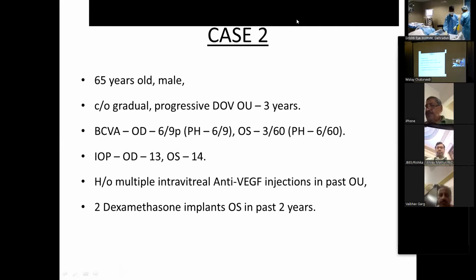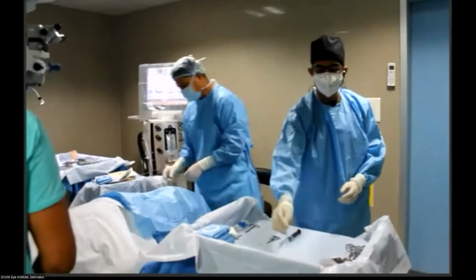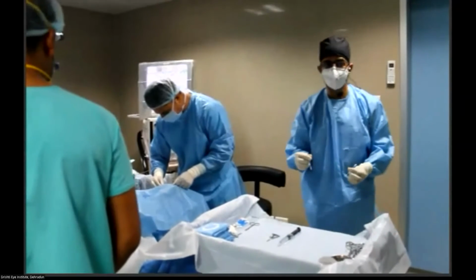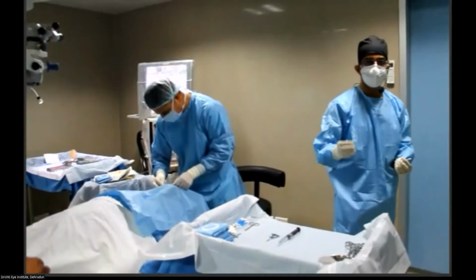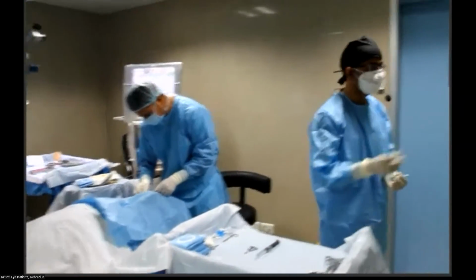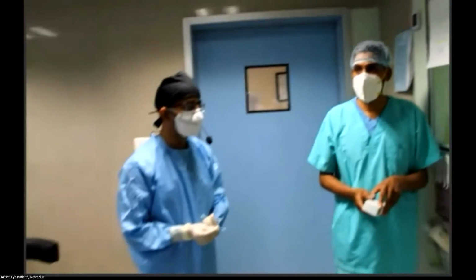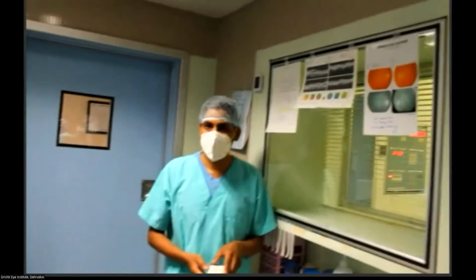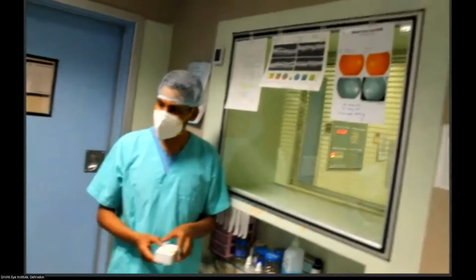Yeah, so the patient has been treated and draped already, and now I will show you how we will load the injection of aflibercept. And I would request Mr. Lakhus to please point his camera so we can show how we are going to load the injection.